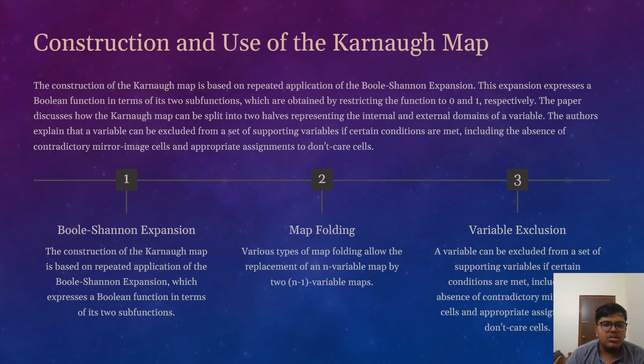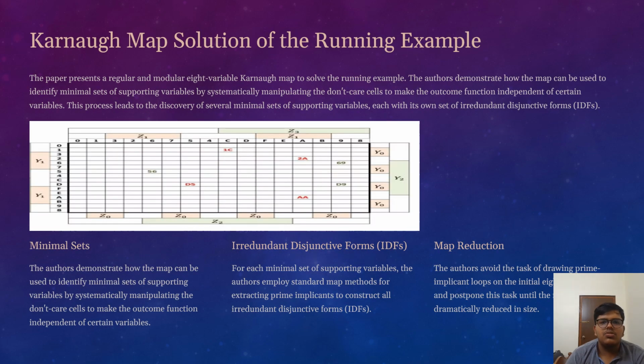First, Boole-Shannon expansion. The construction of the K-map is based on repeated applications of Boole-Shannon expansion, which expresses a Boolean function in terms of its two subfunctions. Second, map folding. Various types of map folding allow the replacement of an n-variable map by n-1 variable maps. Third, variable exclusion. A variable can be excluded from a set of supporting variables if certain conditions are met, including the absence of contradictory cells and appropriate assignments to don't care cells. Karnaugh map solutions of the running example. The paper presents a regular modular 8-variable K-map to solve the running example.